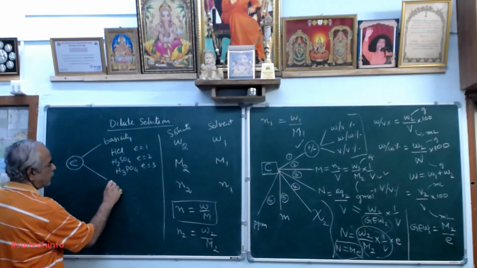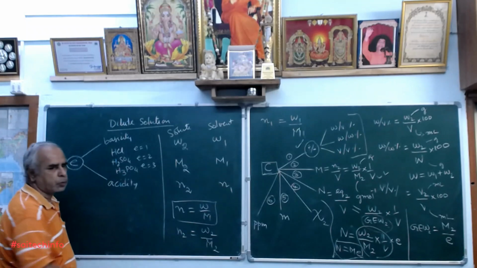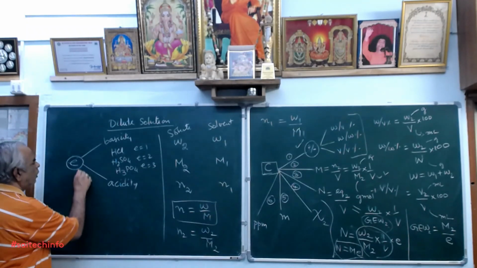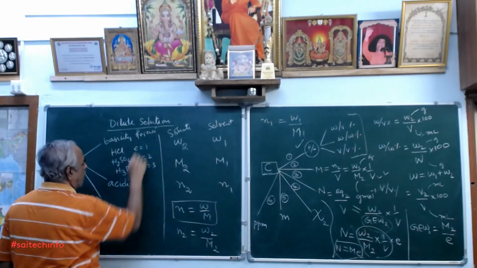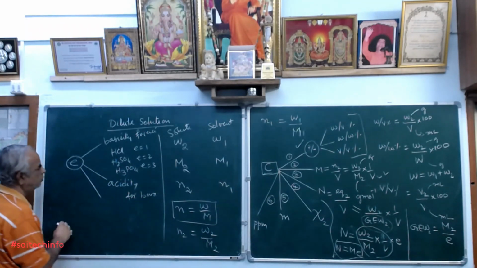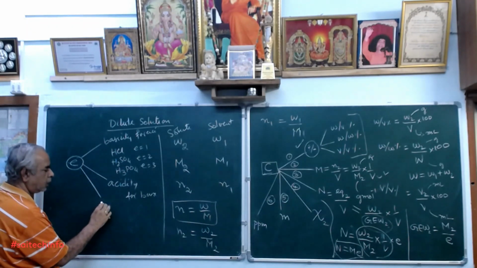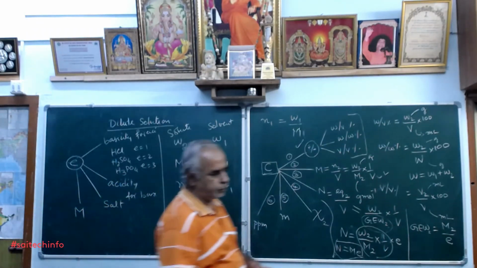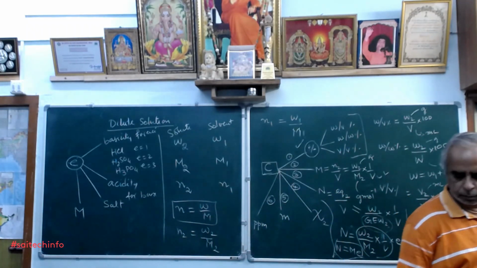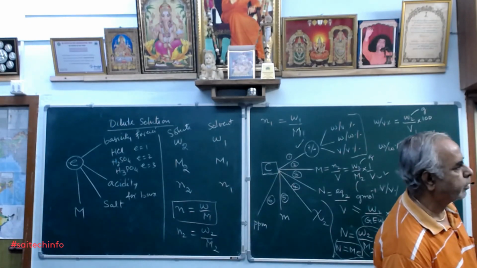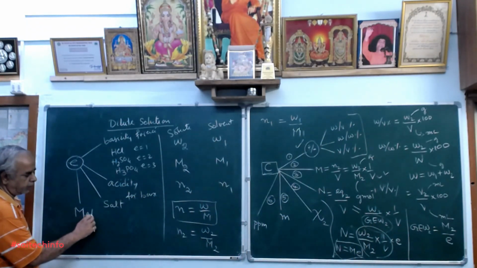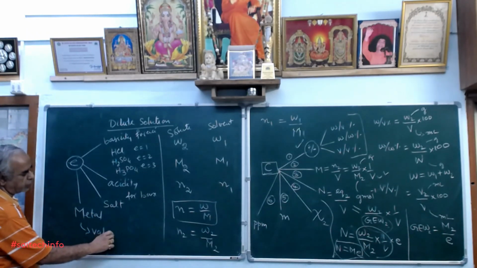And for a base, the acidic nature is called acidity, just the opposite term. For example, sodium hydroxide is 1, is it not? Calcium hydroxide is 2. So this is for acid and this is for base. We have basicity and acidity, and in the case of salt, you can take the dominant valency. In the case of a metal, you can take its valency straight away.